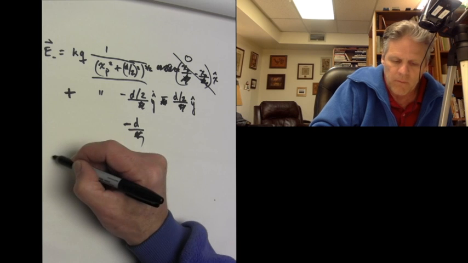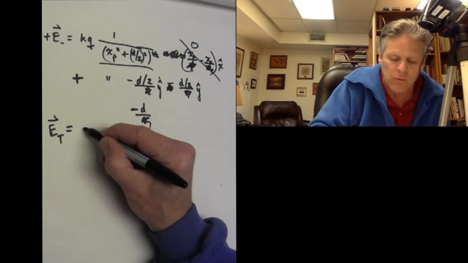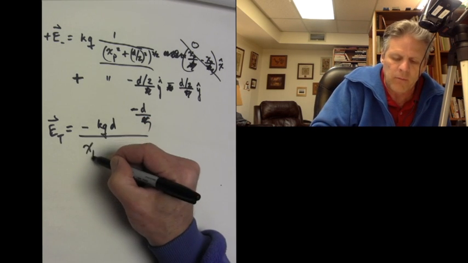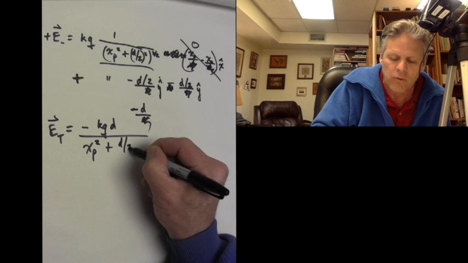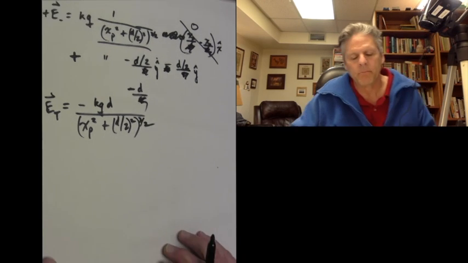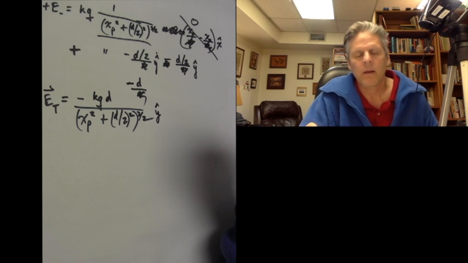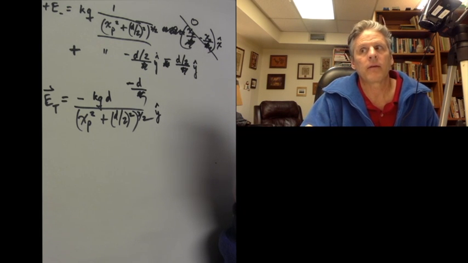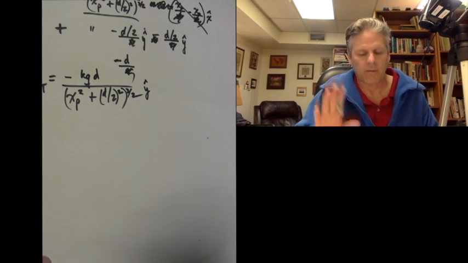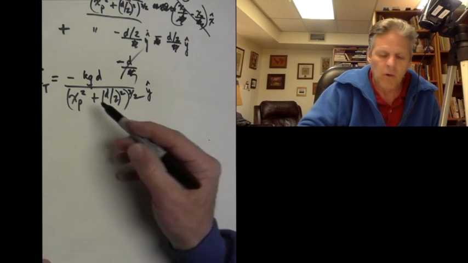So we have E total is just the sum of E plus and E minus, and that equals minus K Q D over X sub P squared plus D over 2 squared to the 3 halves. Okay, and this is in the y hat direction. And I think that's even right. I don't know, we'll see. Could be wrong by a minus sign, but that's the least of our troubles at the moment. Okay, so this is what we have.